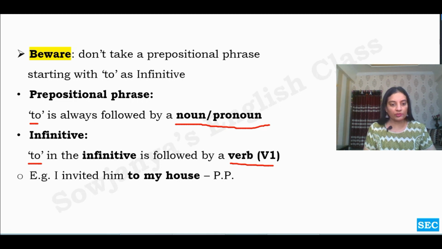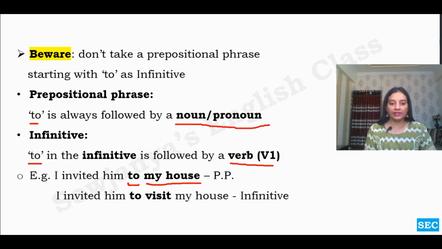I invited him to my house. So here to is a preposition followed by my house. My house is a noun phrase. So here we can easily identify a prepositional phrase starting with to, because it is followed by a noun phrase. Okay, and then if you look at the infinitive sentence, I invited him to visit my house. It is an infinitive. Why? Because to is followed by verb V1, visit. In this way we can easily identify an infinitive from a prepositional phrase starting with to.